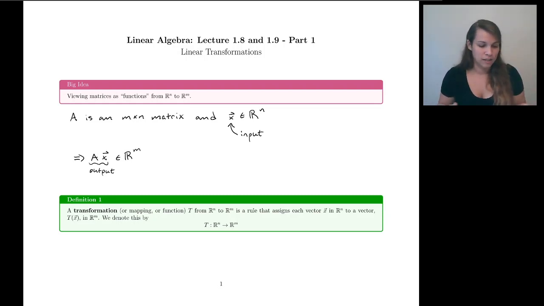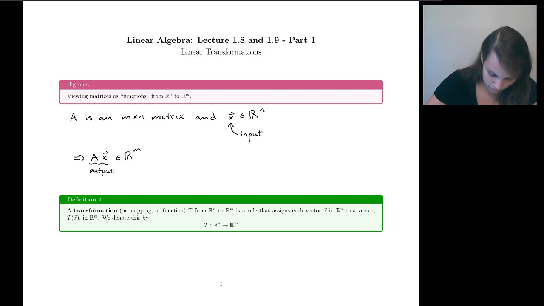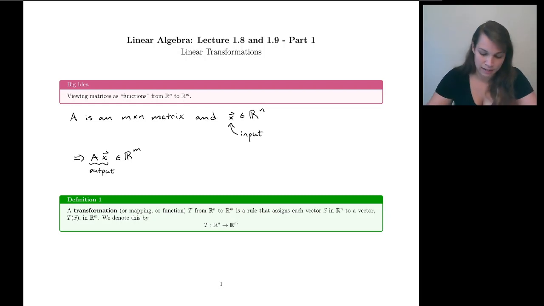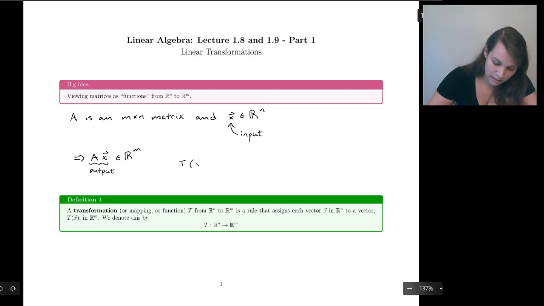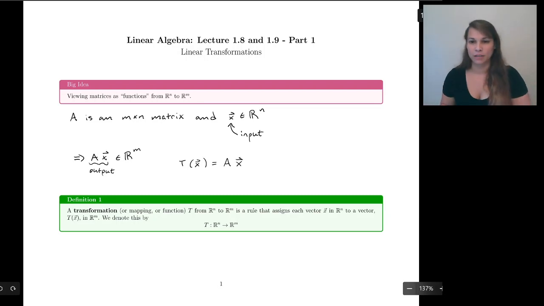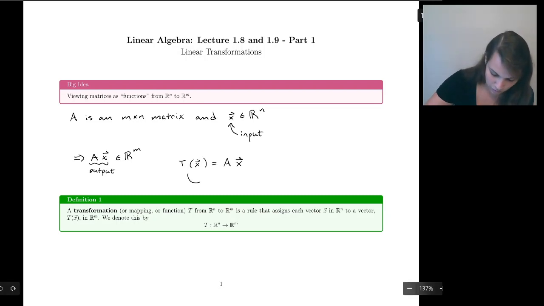Thus we can think of A as being a function from Rn to Rm if we denote it by T of X being A times X. This would be the function version.